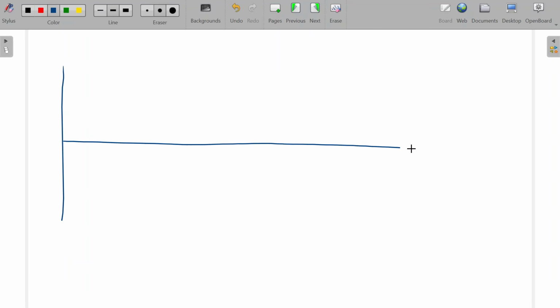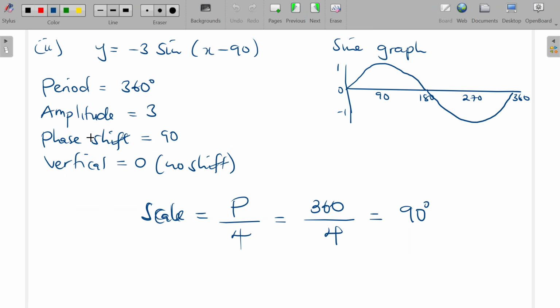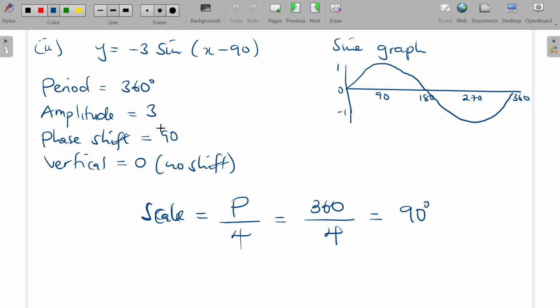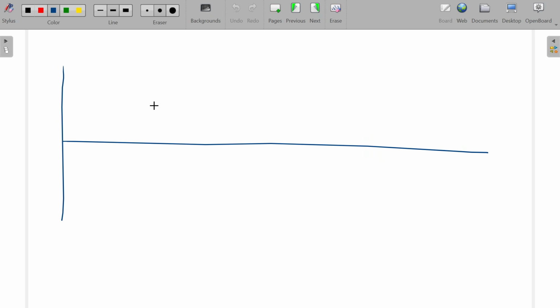Since there's no vertical shift, I'll just write it like this. If there was a vertical shift, I would have written it so that I can accommodate the numbers that will be added or subtracted. But in this case, since we don't have a vertical shift, I'll write it in the middle there. My amplitude is 3, so the upper limit I can have is positive 3, and the lower limit is negative 3. Then here I have a 0.